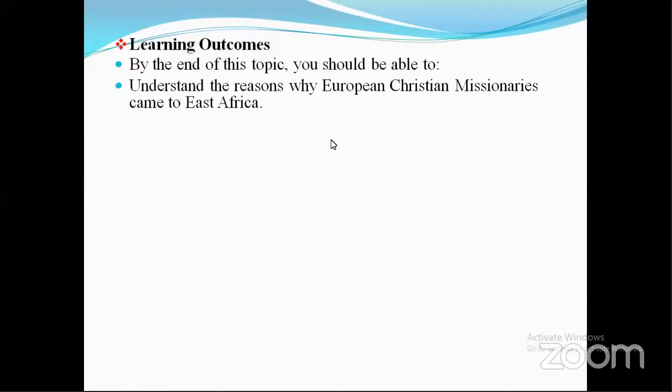Okay, now you can see we've got learning outcomes there, and this is what we need to achieve at the end of the topic. It might not necessarily be the end of the lesson, but the end of the topic you're going to look at. So we are saying that you should be able to understand the reasons why European Christian missionaries came to East Africa.